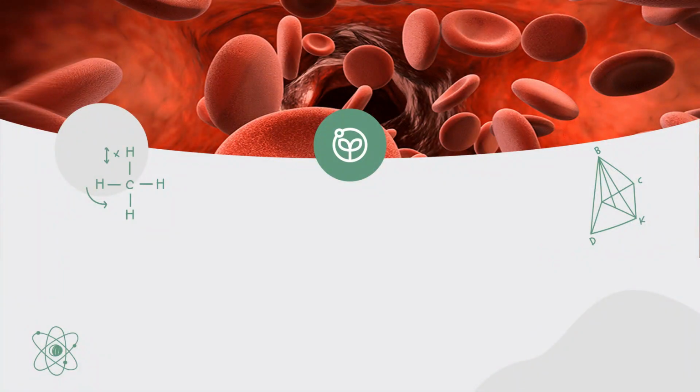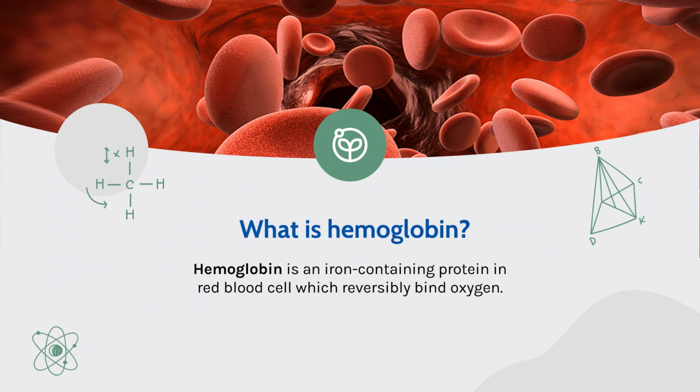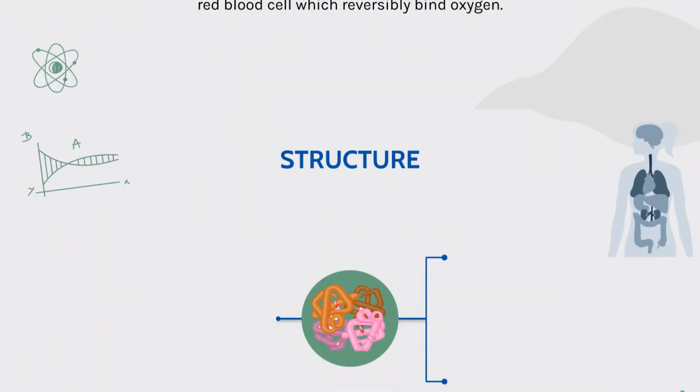So guys, what is hemoglobin? Yes, hemoglobin is an iron-containing protein in red blood cell which reversibly binds oxygen. Hemoglobin also gives the red color to the red blood cell. In the oxygenated state, it is called oxyhemoglobin. And for more info, hemoglobin develops in cells in the bone marrow that become the red blood cell.